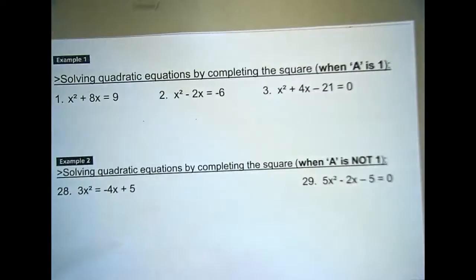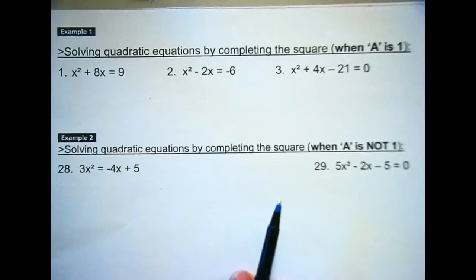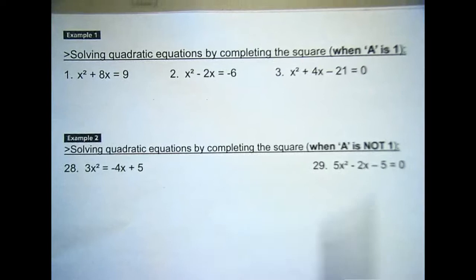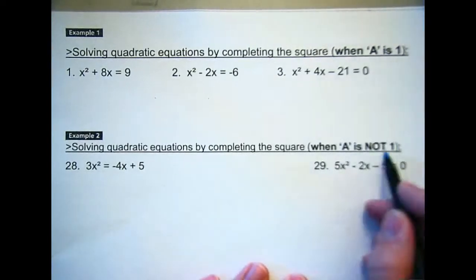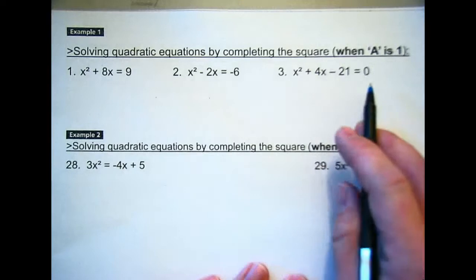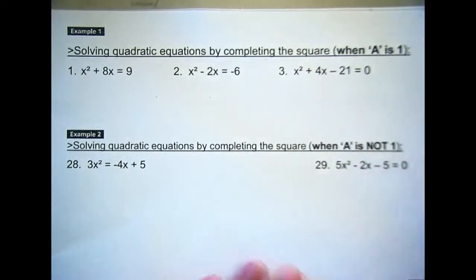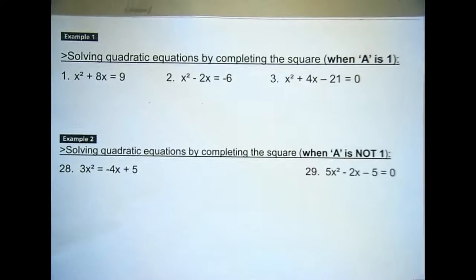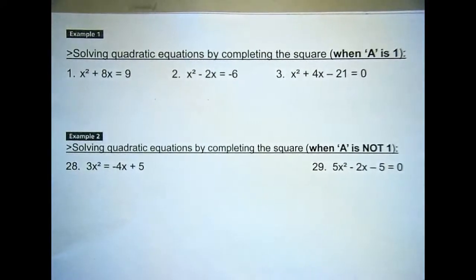Okay, let's try some of these off your assignment. Just so you know, we're going to do about 5 problems together. And the goal now is to solve. Solving quadratic equations by completing the square. There's 2 situations. When a is 1 and when a is not 1. When a is 1, you're happy, happy, joy, joy. When a is not 1, you're still happy, happy, joy, joy because you're doing math. It's just not as much joy, joy.